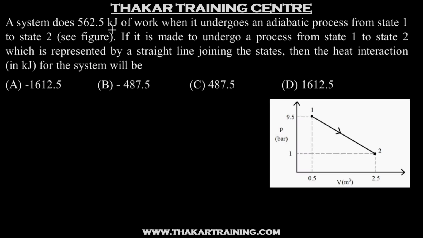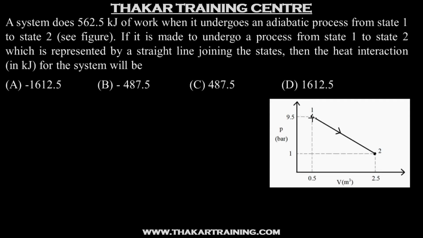A system does 562.5 kJ of work when it undergoes an adiabatic process from state 1 to state 2. If it is made to undergo a process from state 1 to state 2, which is represented by a straight line joining the states, then the heat interaction for the system will be. So this is the diagram that is given to us.